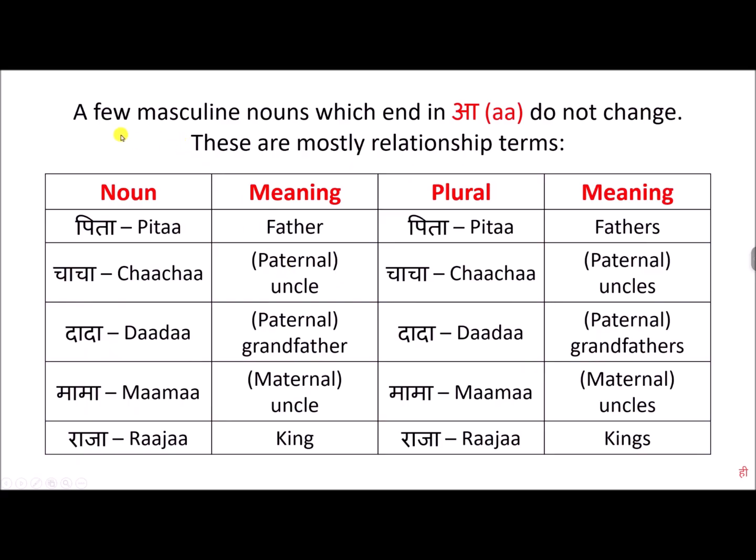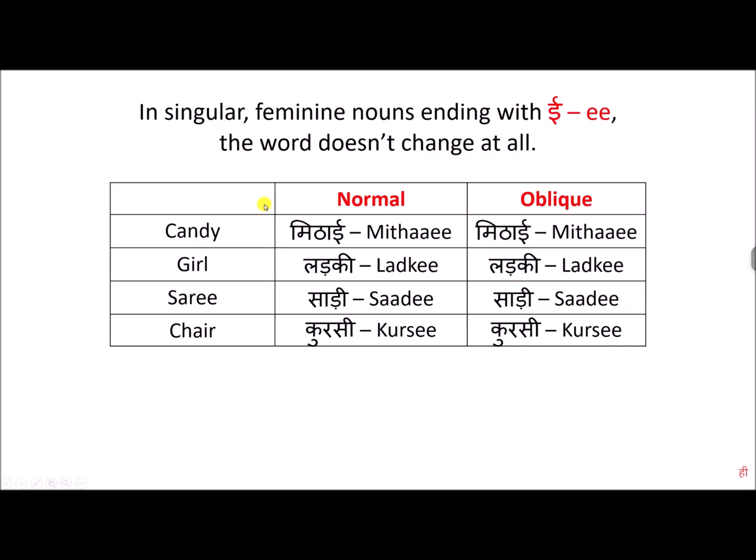Alright. Next, there are exceptions. We have a few masculine nouns that end in a, but do not have any oblique forms, both in singular and plural. Okay, these are mostly relationship terms. Alright. Next, in singular feminine nouns ending with e, the word doesn't change at all, meaning the normal and the oblique cases are same.